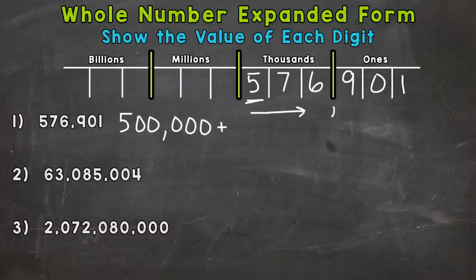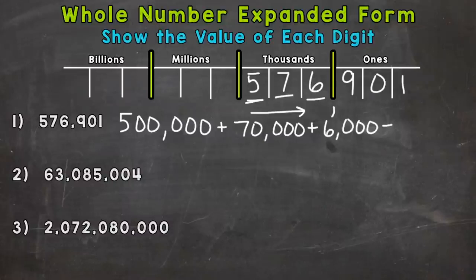So plus, we need the value of the 7. So that's in the 10,000s place. So it has a value of 70,000. Plus, our 6 here is in the thousands place. So it has a value of 6,000. Plus a 9 that's in the hundreds place, so it has a value of 900. We then have a 0 in the tens place. We don't need to represent that 0 within our expanded form, so we would go to the next digit, which is a 1 in the ones place, so it has a value of 1. And now we have number 1 put into expanded form.